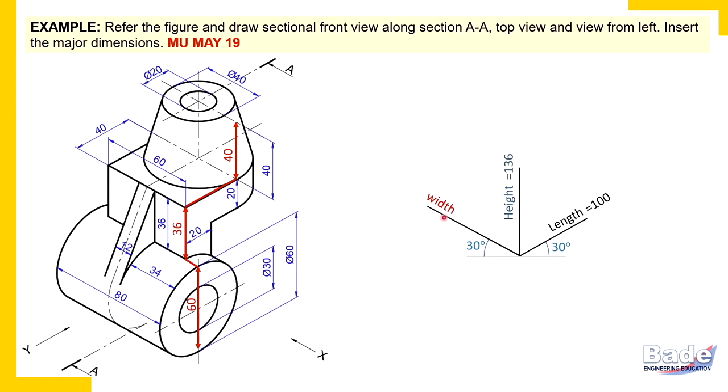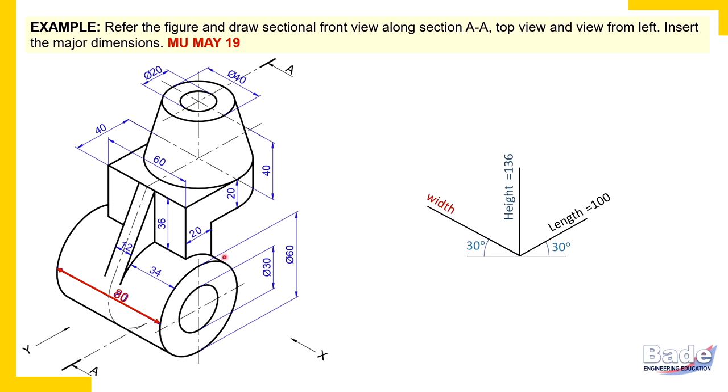Now focus on the width of the object. Width is directly available here, 80 millimeters from extreme front to back. The widest portion of the object is here, that is nothing but the axis length of the cylinder. It is 80 millimeters, it's given. So the width of the object is 80 millimeters.